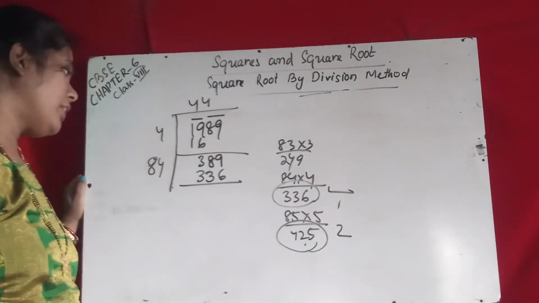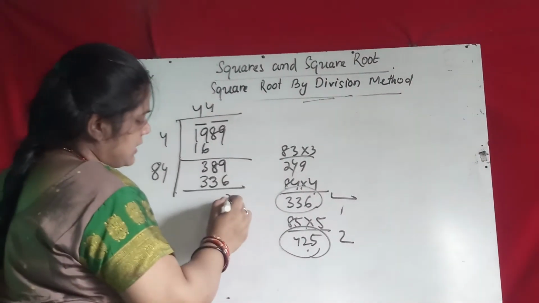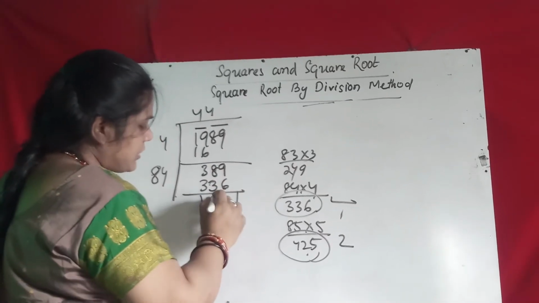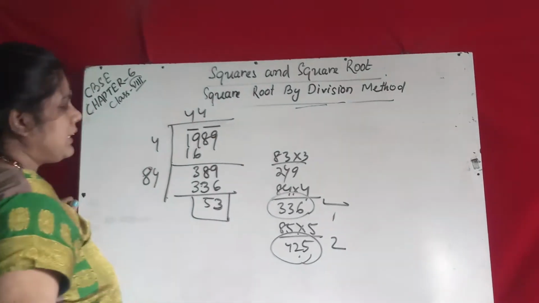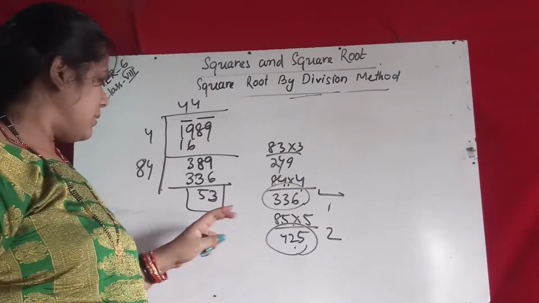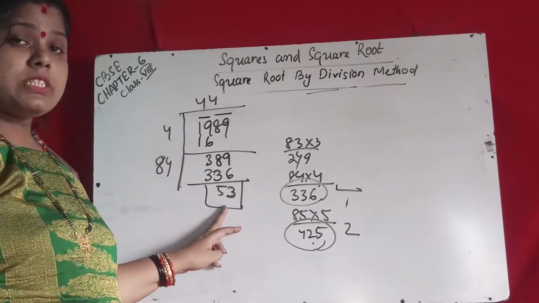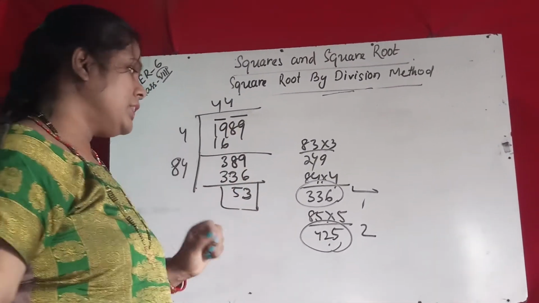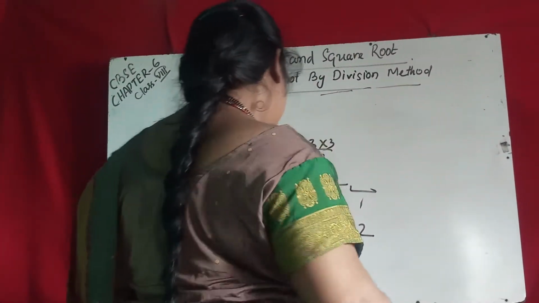Okay, what is the remainder? 9 minus 6 is 3, 8 minus 3 is 5. So you must subtract 53 from 1989 to get a perfect square. So the answer will be the remainder. Which number must be subtracted? 53 must be subtracted from this to get a perfect square.